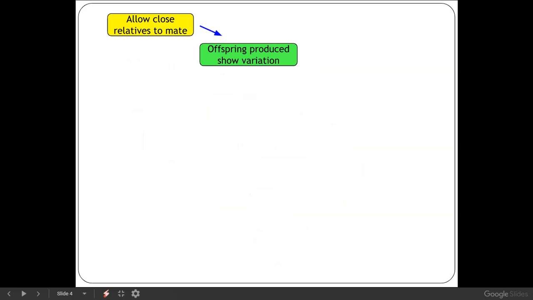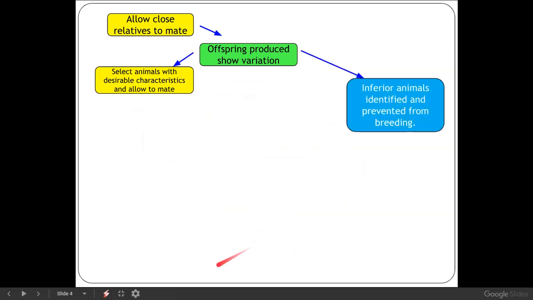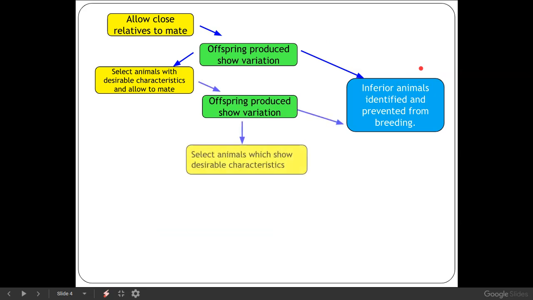The offspring that are produced are going to show some kind of variation. We look over those offspring, and the ones that have desirable characteristics are selected and allowed to mate. However, the ones that aren't showing the characteristics we would like are identified, and we prevent those ones from breeding. We then take the offspring from this section of breeding. Again, they show variation, and the ones we don't want are prevented from breeding. We'll look at the rest that show their desirable characteristics.